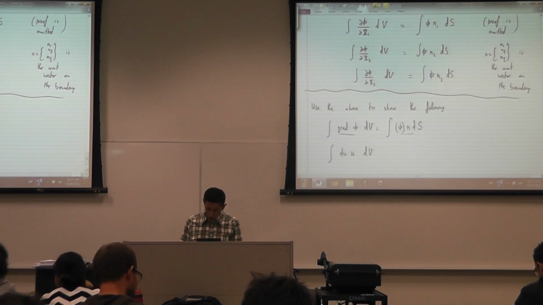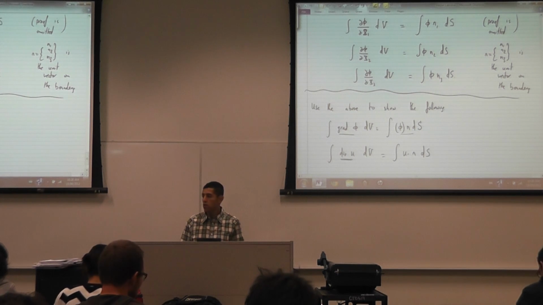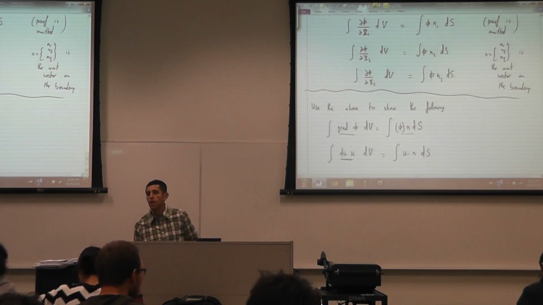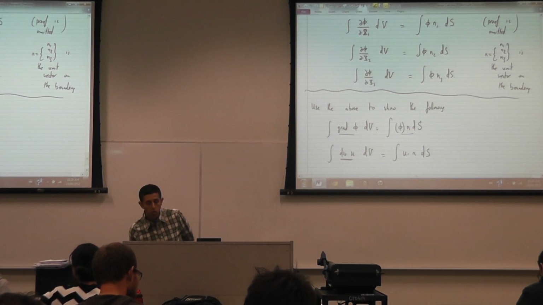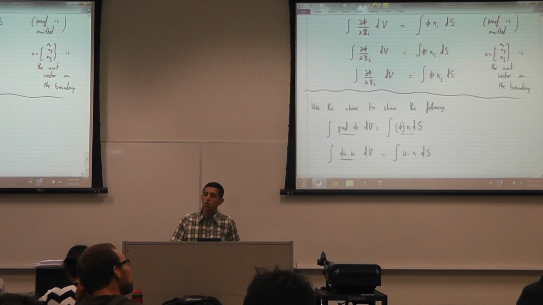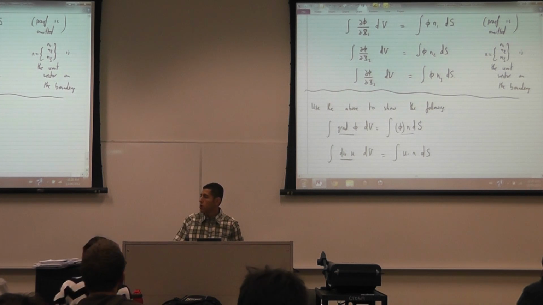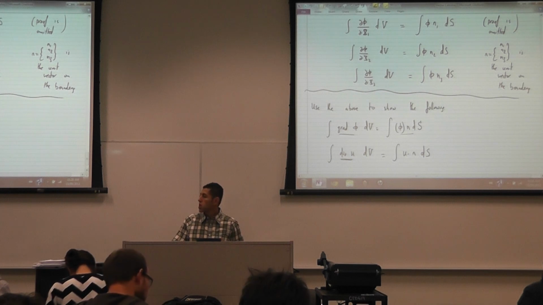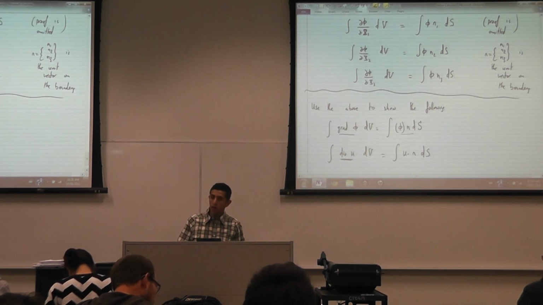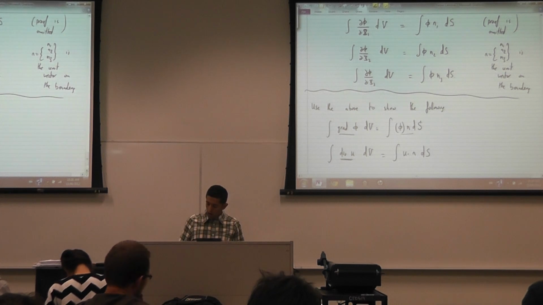The integral of the divergence of u dv is equal to the integral of u dot n ds. Now the divergence of a vector, is this a scalar or a vector? It was a scalar. It was equal to partial u1 by partial x1 plus partial u2 by partial x2 plus partial u3 by partial x3. So if you treat each component using the divergence theorem, you should get this right away.